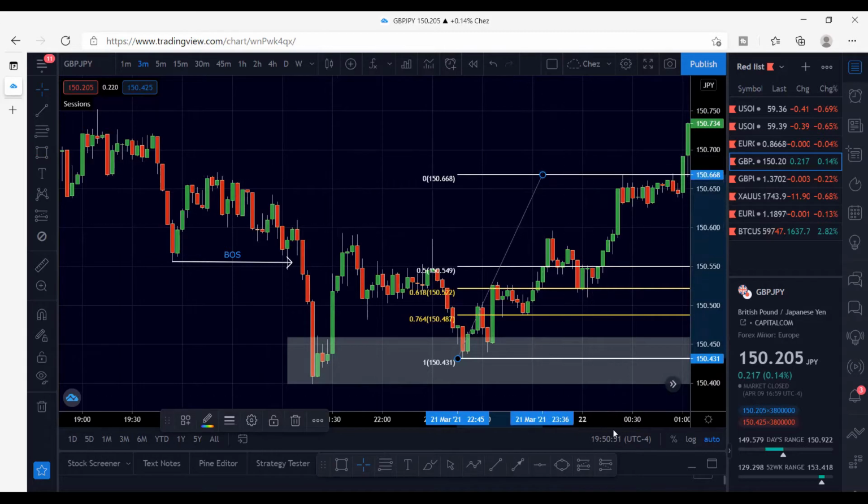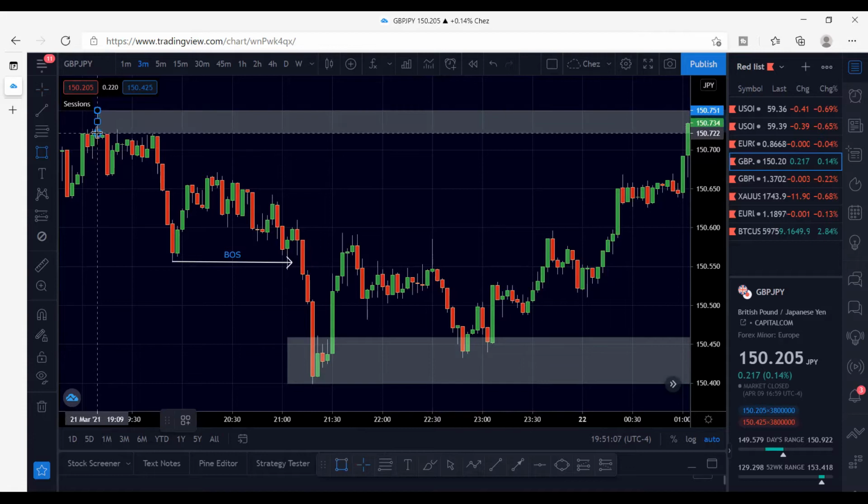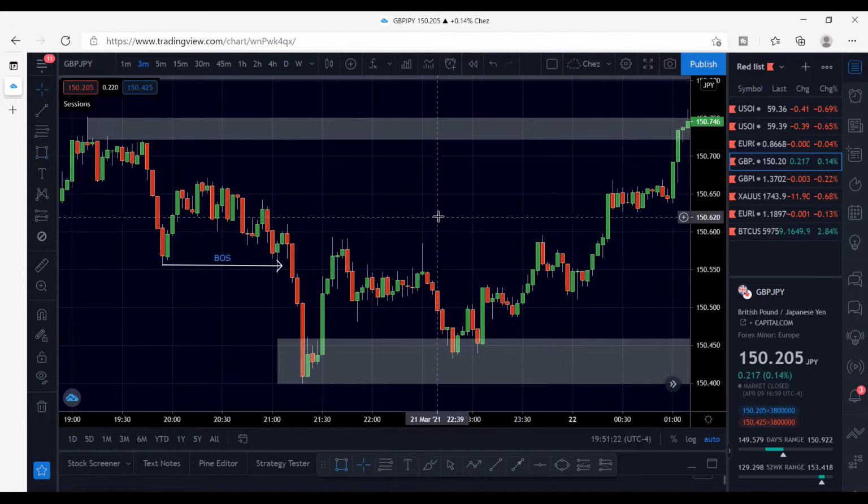Hold on. Yeah. And we are at this point right here. So let's draw one of these boxes right on here. The bottom, this is the zone. Maybe price might want to come and fill the wick. Maybe it might want to break it. Don't know yet.